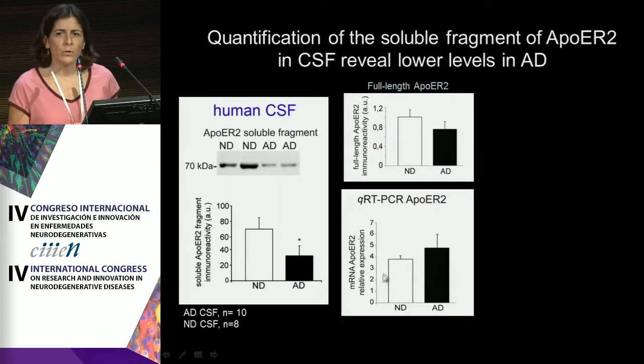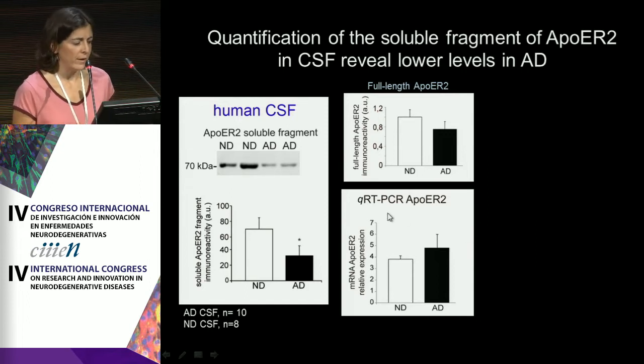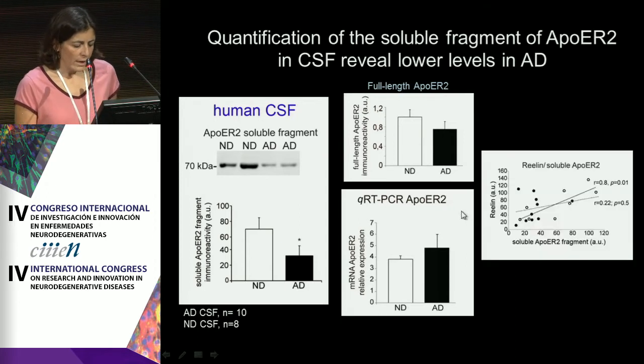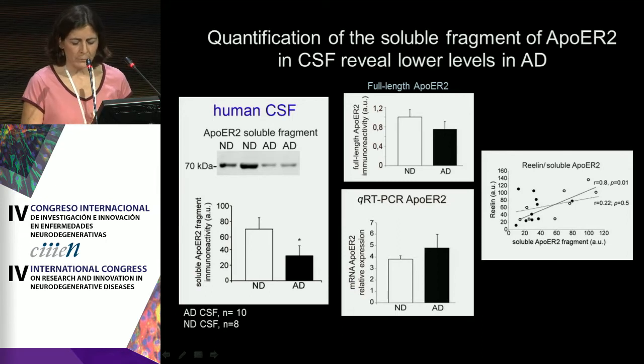This reduction was not due to different amounts of full length ApoER2, because we performed some Western blot and qRT-PCR of ApoER2, and did not reveal differences between Alzheimer and control. We got some samples of this cerebrospinal fluid and did a blot, samples of control and Alzheimer, and we plotted reelin against the amount of the soluble fragment of ApoER2, and only in the cases of control, reelin and the soluble fragment correlate very well. This did not happen in Alzheimer, so this is suggesting that there is a disruption in the signaling cascade, and there is not a correct processing of the ApoER2.